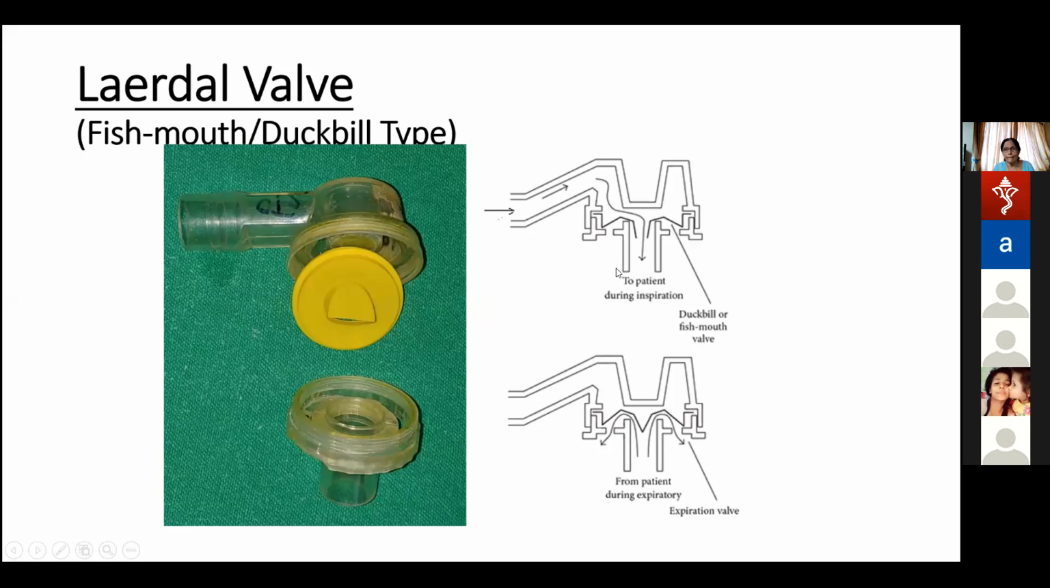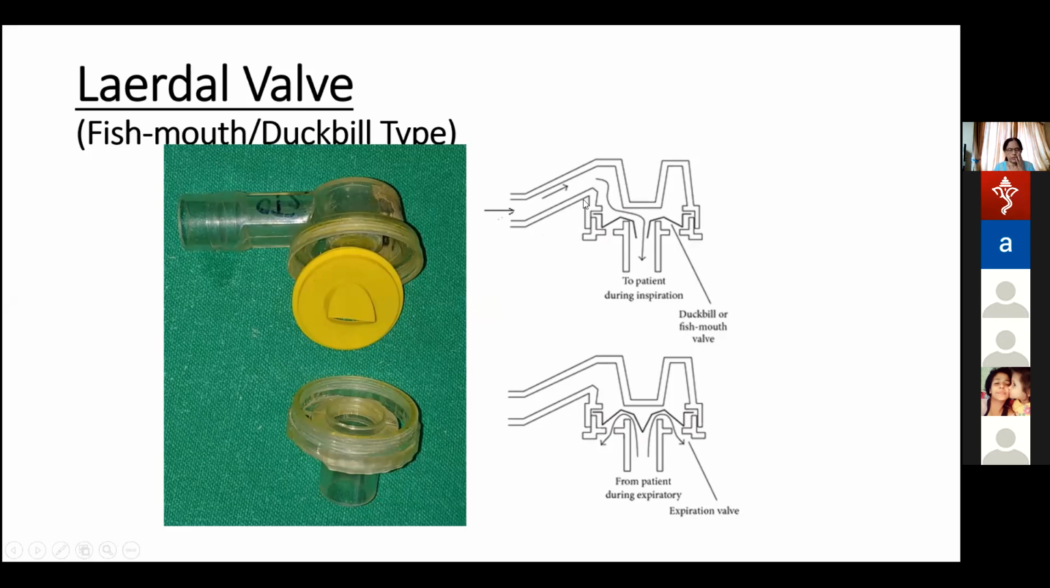Ma'am, this is a non-rebreathing valve. It is made up of plastic material. It is lightweight. It is transparent. It has a fish mouth valve, which is for inspiration, and a circular shaped flange, which is for the expiration. It is used for both spontaneous and controlled ventilation. And the dead space is also very less in this.